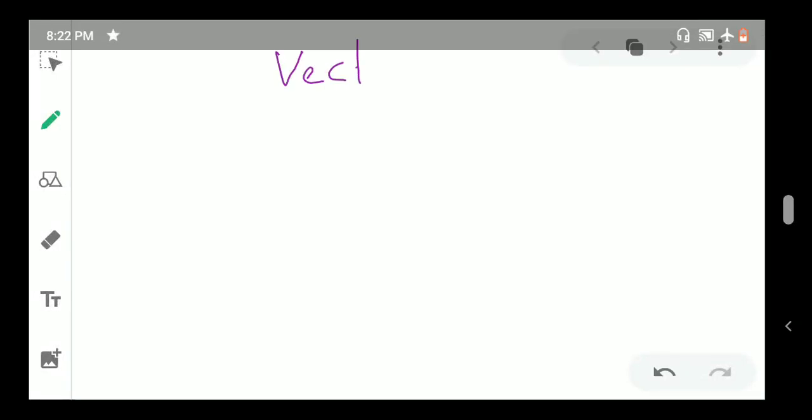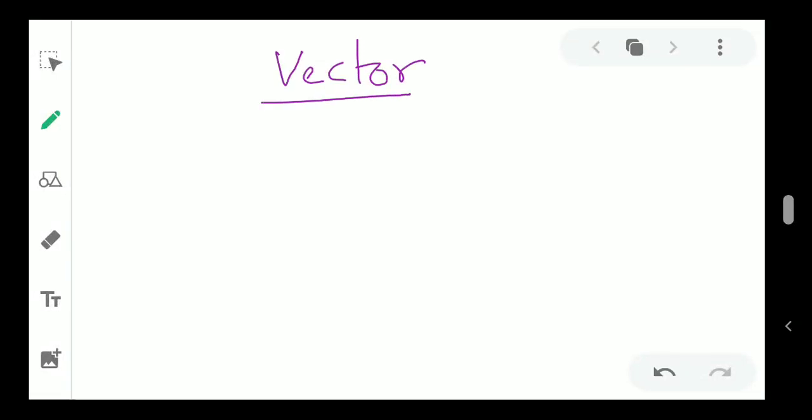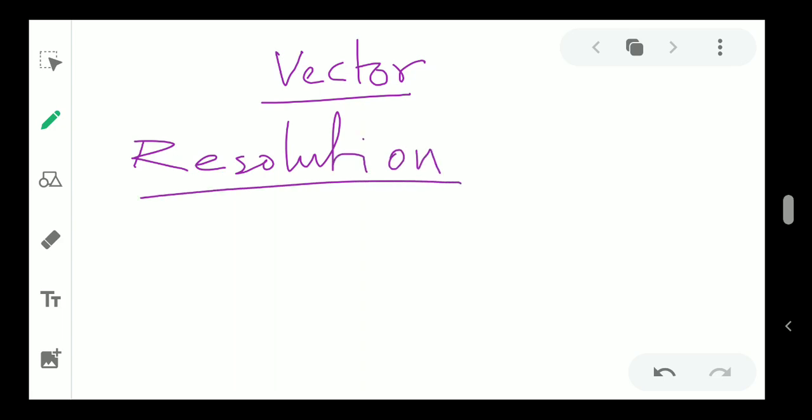Students, today I will take a short class on vectors. Why short? Because this portion we will go slowly. Today's class will be regarding resolution of vectors and superposition of vectors. So resolution, what is resolution? I'm telling you first.